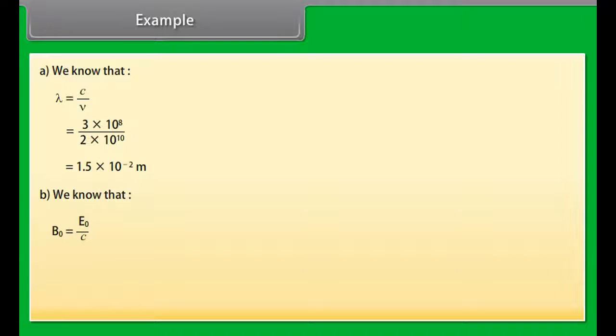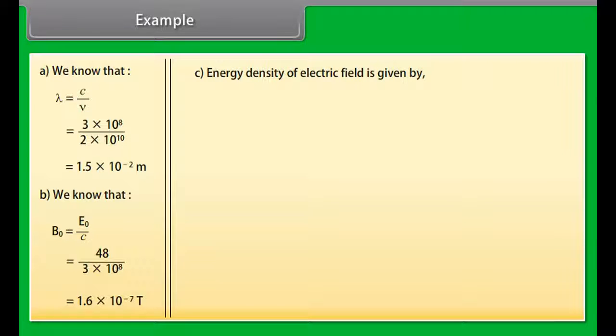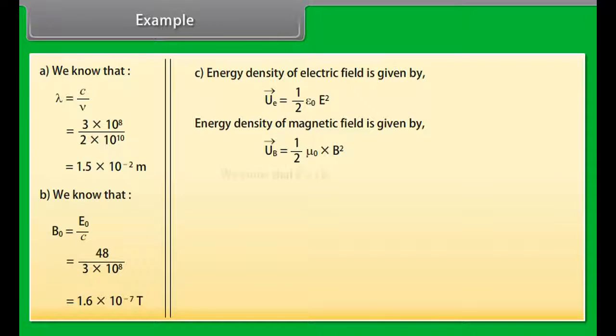Let's see the solution. Given values are nu equal to 2 into 10 raised to the power 10 Hz, E naught equals 48 volt per meter. We know that lambda is equal to C upon nu. By putting and calculating the values, we get the wavelength of the wave, which is equal to 1.5 into 10 raised to the power minus 2 meter. We know that B naught is equal to E naught upon C. By putting and calculating the values, we get the amplitude of the magnetic field, which is equal to 1.6 into 10 raised to the power minus 7 Tesla.